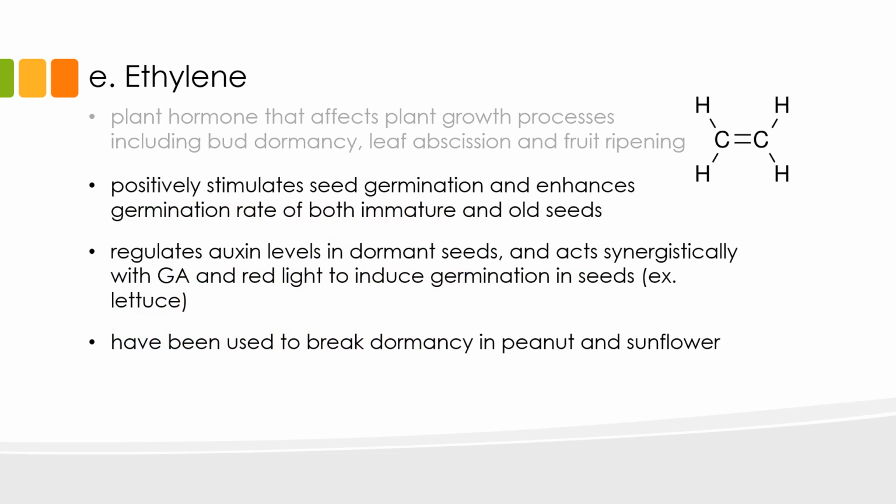In the context of seed germination, ethylene is considered a positive regulator. It stimulates seed germination and enhances the germination rate of both immature and old seeds. It regulates auxin levels in dormant seeds and acts synergistically with GA and red light to induce germination in seeds, especially that of lettuce. Ethylene has been used to break dormancy in seeds of crops such as peanut and sunflower.